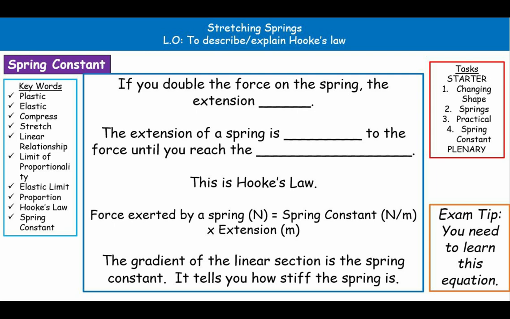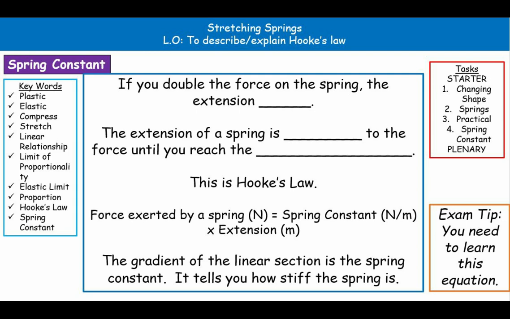Now, we do also need to know a formula, which we can see in the bottom there. Force exerted by a spring in newtons is the spring constant in newtons per meter times the extension in meters. So what we actually need to do there is learn that formula, folks. It's one they're not going to give you, so add it to your list of formulas to memorize.